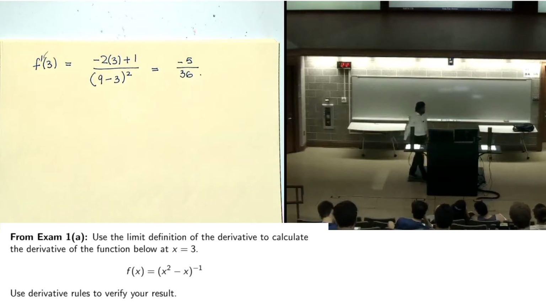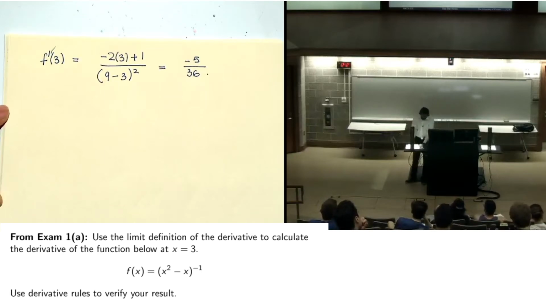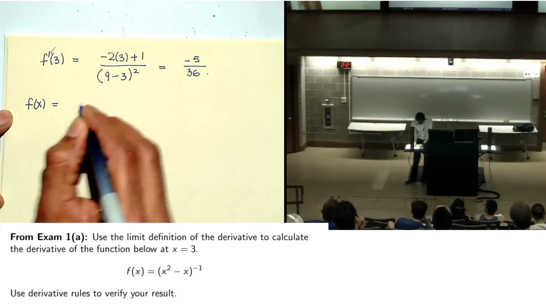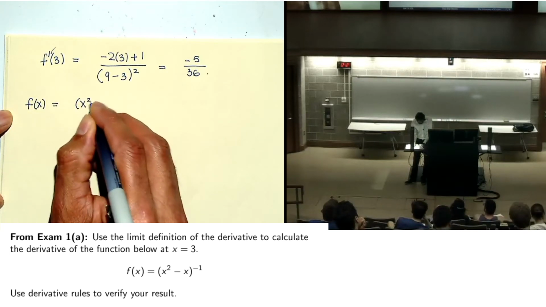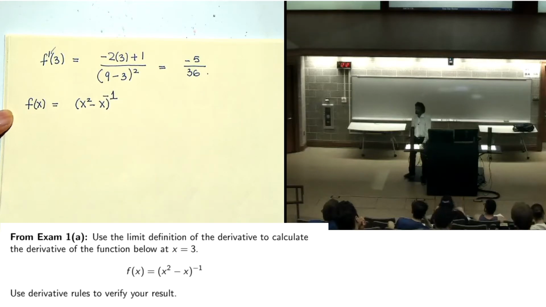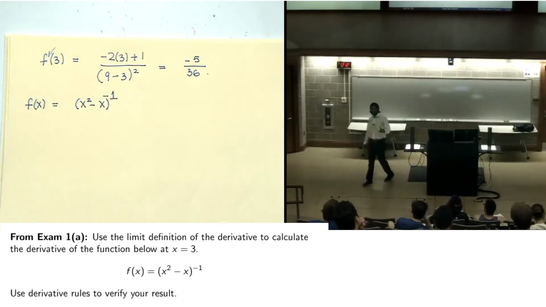Another thing they want to do is verify, use the rule to verify your result. Let's say that the calculation we did was correct or not. So f of x is equal to x square minus x raised to power negative 1. We're going to use the power rule with the quotient rule, or the chain rule.